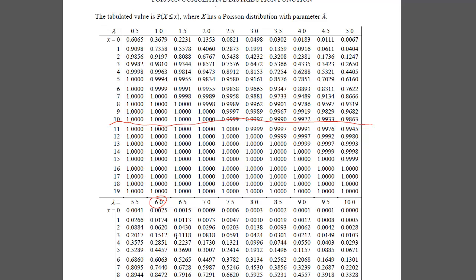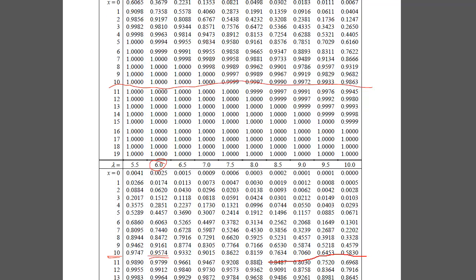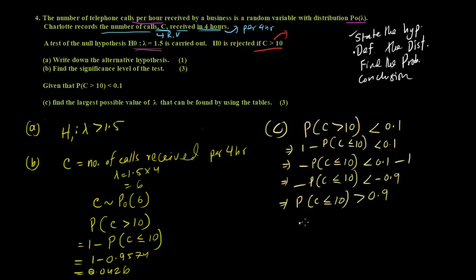So let's move on to the next one. Below, we have 0.97, 0.95, and this is the closest, 0.9015. We need something slightly greater than 0.9. So the probability is slightly greater than 0.9 here, and the value of lambda is 7. We are looking for a random variable less than or equal to 10, so everything is fine. So from the table, we can write, therefore, the value of lambda is equal to 7.